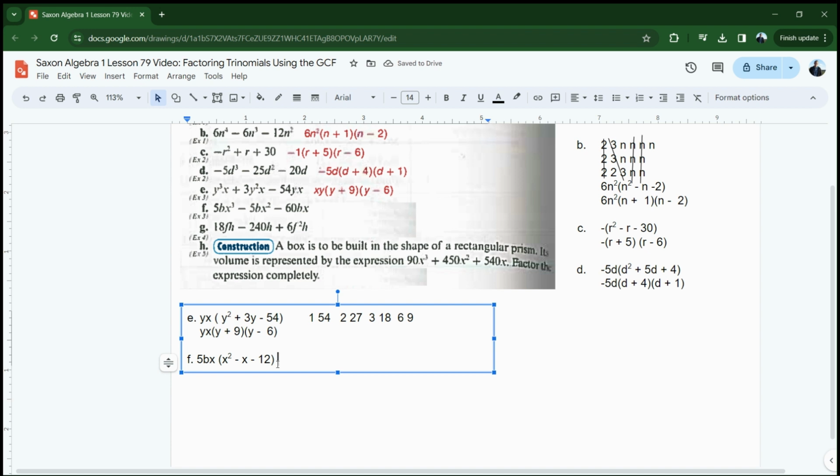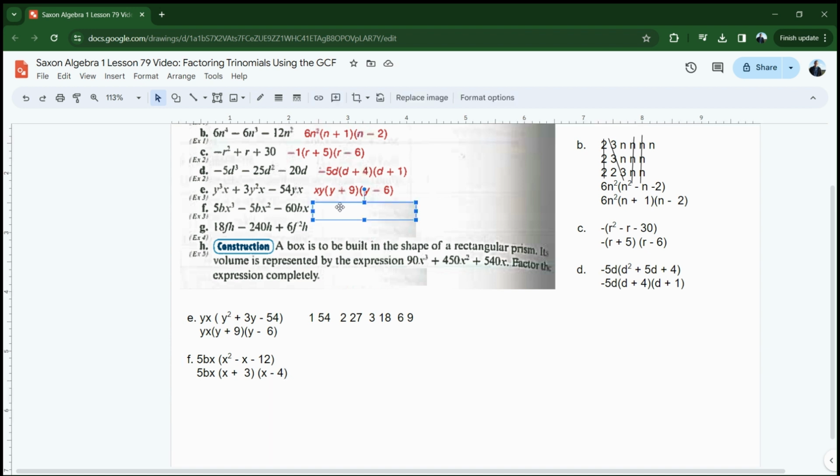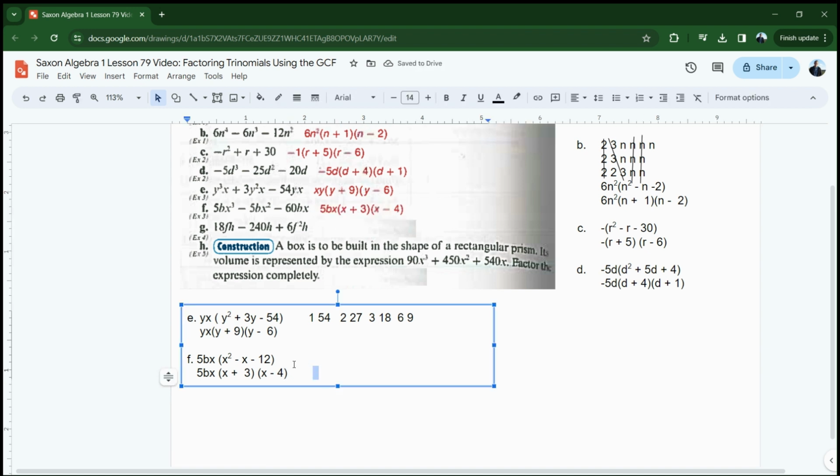Can you think of factors of 12? So this is going to be, again, one where 5bx comes along for the ride. It has to be an x plus and an x minus to make a negative third term. Can you think of factors of 12 where you add one and subtract the other? You get negative 1. This is an easy one. x plus 3, x minus 4 is going to give me negative 1 for my middle term. All right, that should be letter F. Let's see if we got it. There it is.